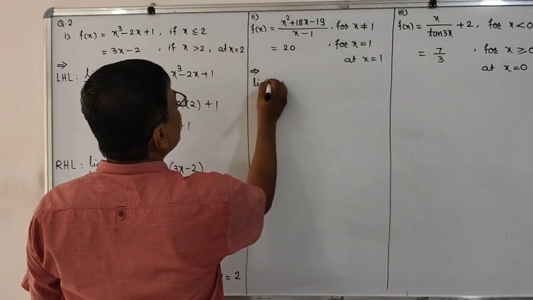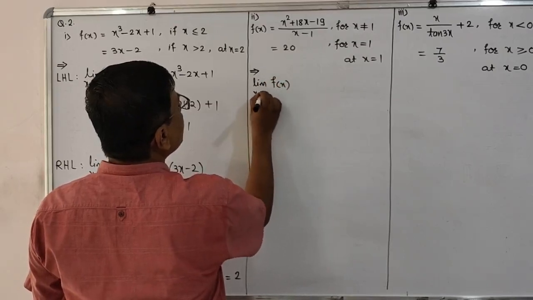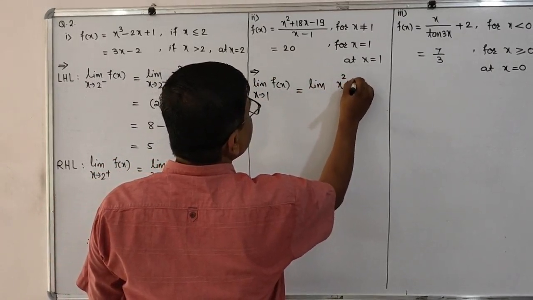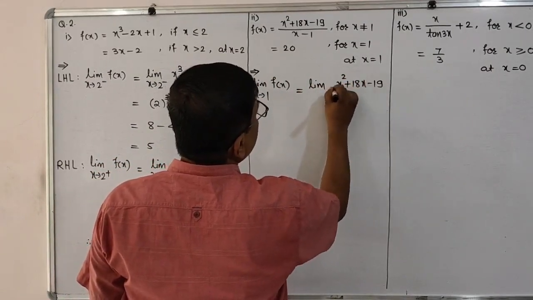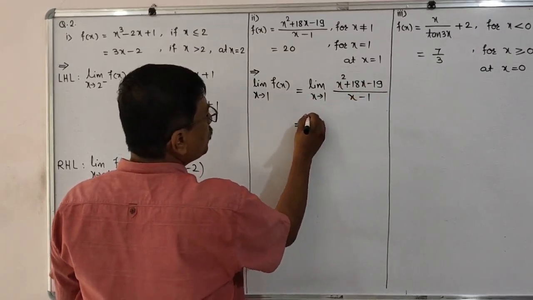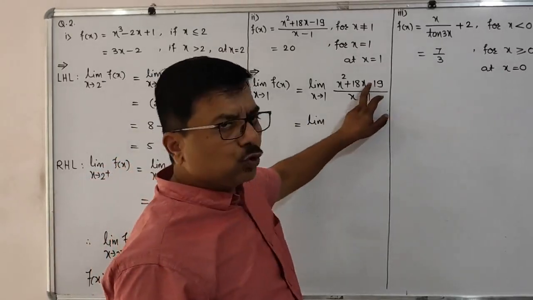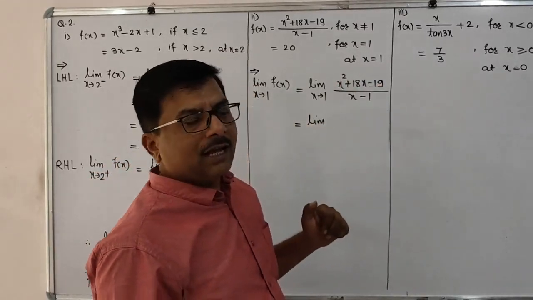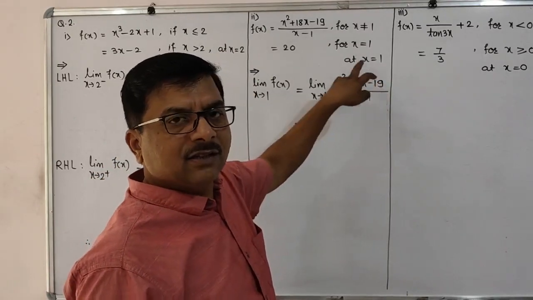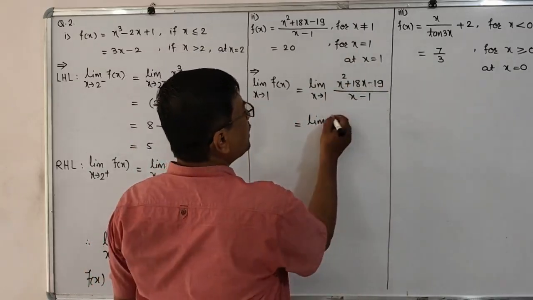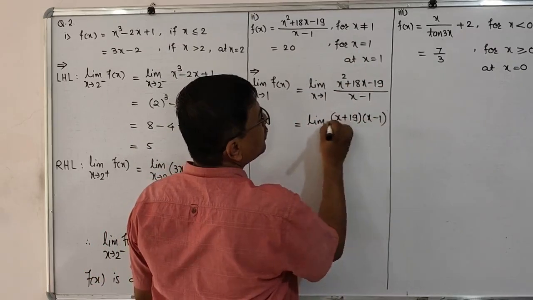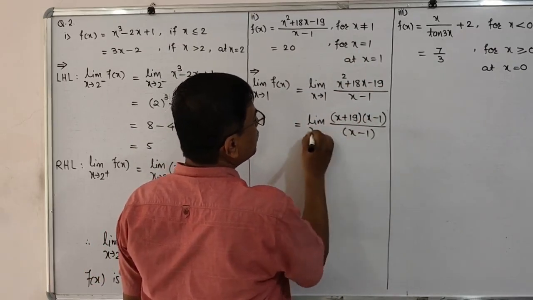Therefore, limit of f of x as x tends to 1 is equal to limit of x square plus 18x minus 19 divided by x minus 1 as x tends to 1. Now minus 19 has two factors. It is a quadratic polynomial, and a quadratic polynomial can be factorized. Minus 19 has factors 19 and minus 1, so it is x plus 19 into x minus 1 divided by x minus 1 as x tends to 1.